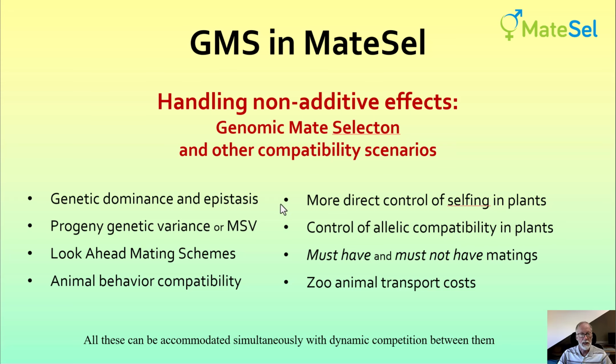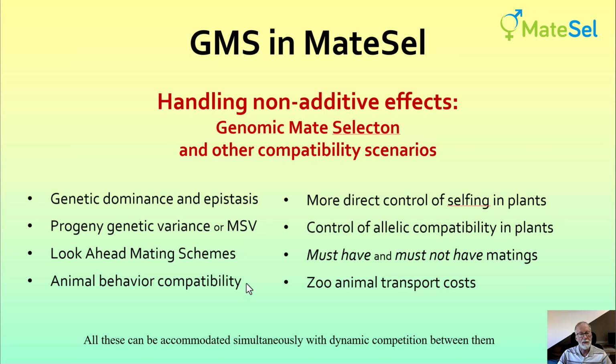First of all, genetic dominance and epistasis. These are classic genetic non-additive effects. And another genetic component is the amount of variation you get in progeny, or the Mendelian segregation variance. So that's where the amount of variation depends on something special about the genotypes of the two individuals being mated, and we can control that. That leads on to look-ahead mating schemes, where we're aiming to make better progress in the future as a function of decisions that we make in the present.